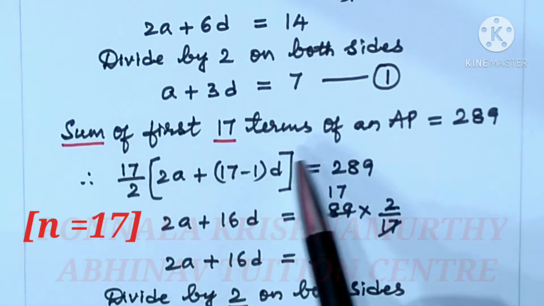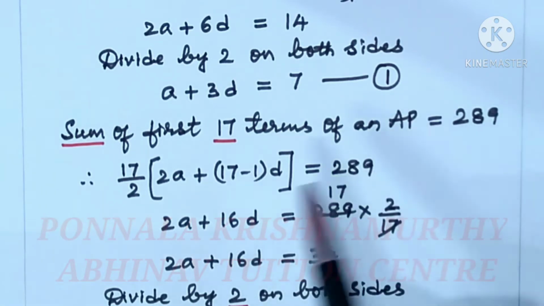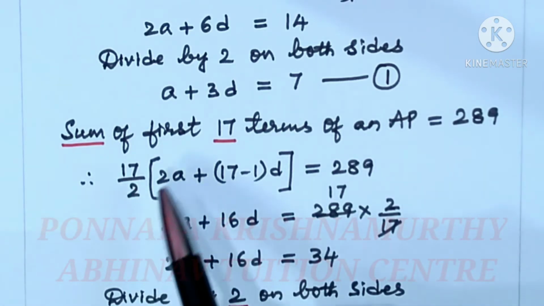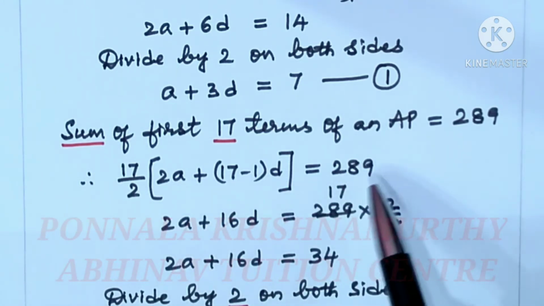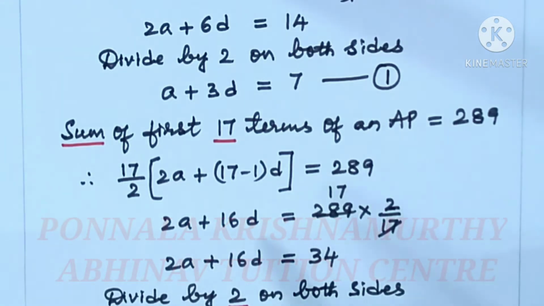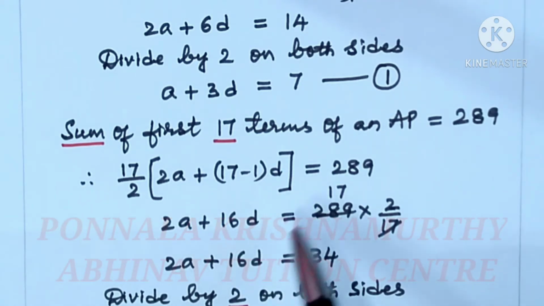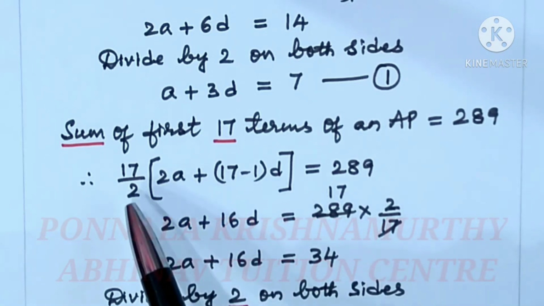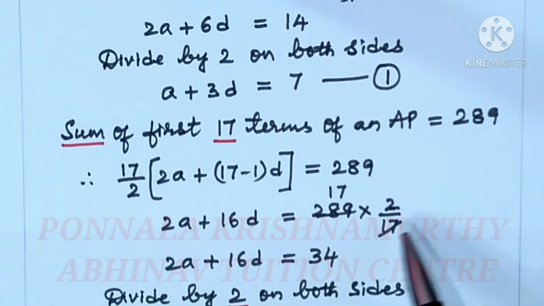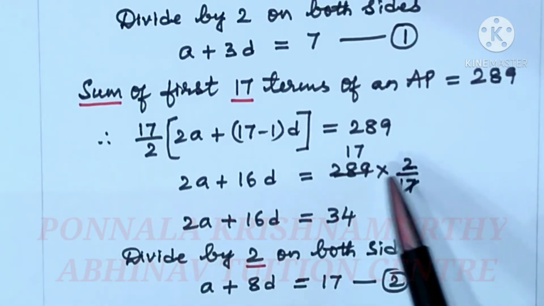Sum of first 17 terms of an AP is equal to 289. This is given in the question. Now 17 by 2 into 2a plus 17 minus 1 into d is equal to 289 after applying the formula. Now this is 2a plus 16d is equal to 289 into 2 by 17, the reciprocal of 17 by 2. 17 17s are 289. Then 2a plus 16d is equal to 17 into 2, 34.